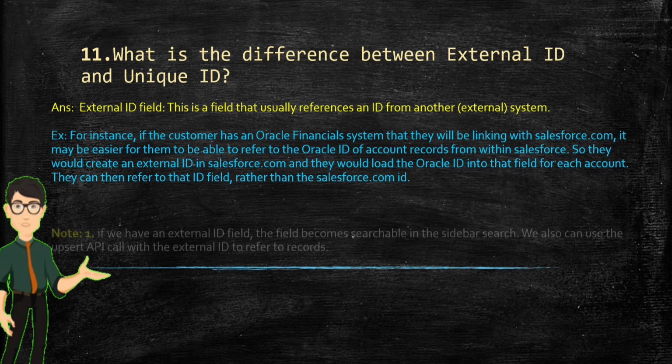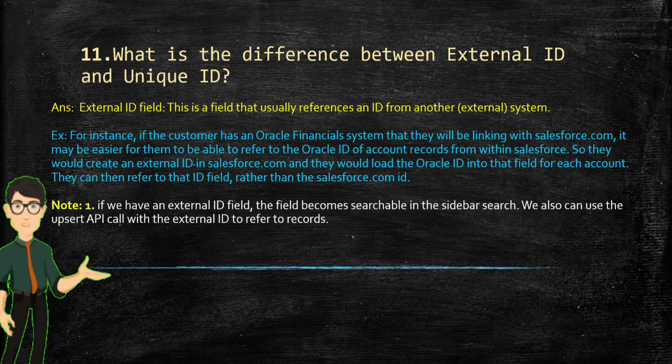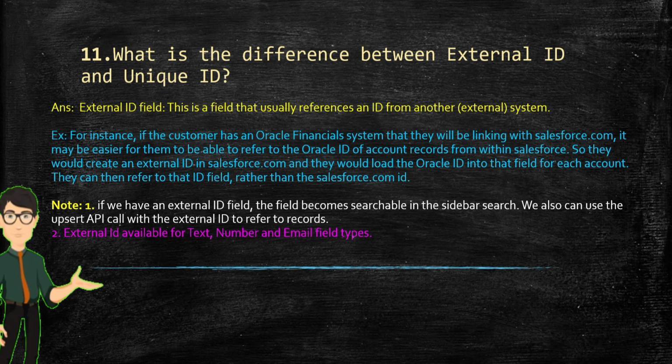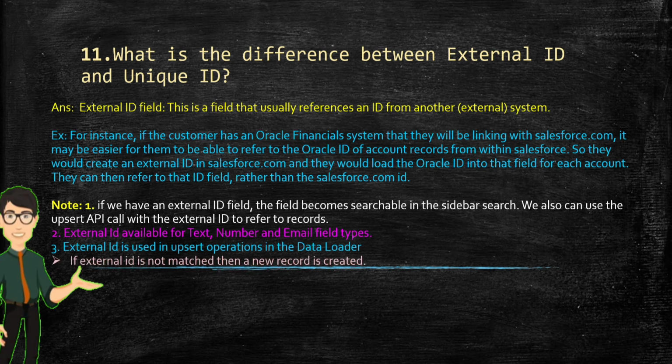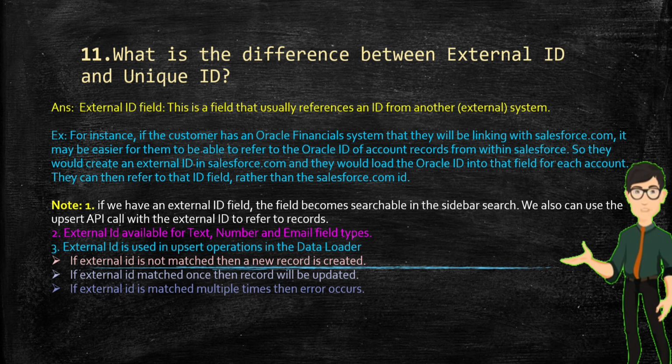Note one: if we have an external ID field, the field becomes searchable in the sidebar search, and we can also use the upsert API with the external ID to refer to the records, as I explained earlier. External ID is available only for text, number, and email fields. External ID is used in the upsert operation in Data Loader. If the external ID is not matched, then a new record is created. If the external ID is matched, then the record will be updated. And if the external ID is matched multiple times, then an error occurs.